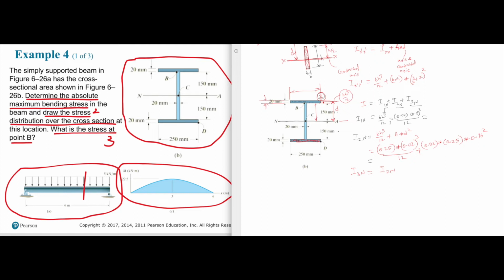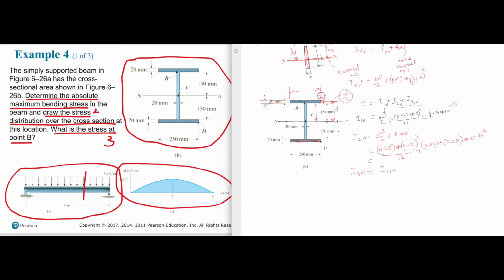0.02 times 0.3 cubed divided by 12. I got 4.5 times 10 to the power minus 5.